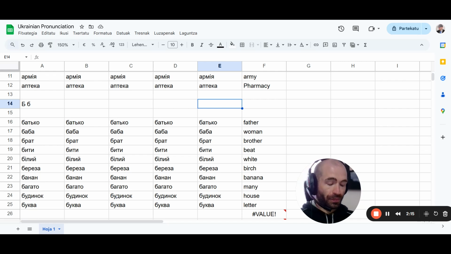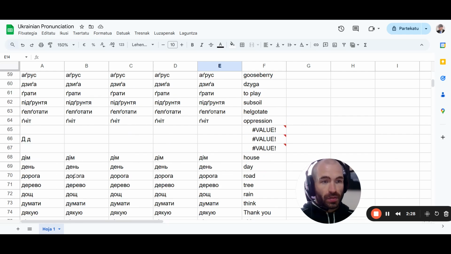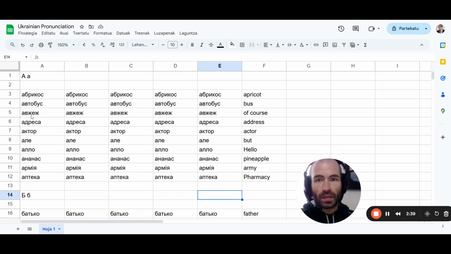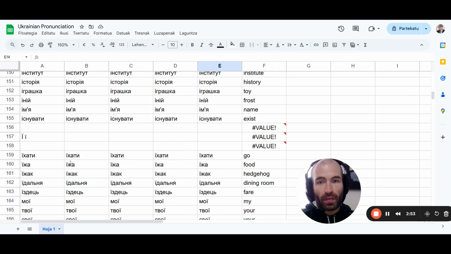You learn to read because it's not that hard. It's just figuring out which sound each letter makes. You learn this in an afternoon, really. And then the sounds, because a lot of the sounds don't have an equivalent in English or any other non-Slavic language. Like this one, zh, that doesn't exist in English.